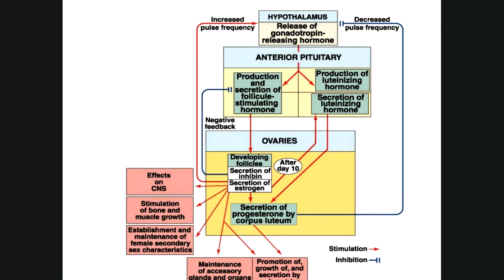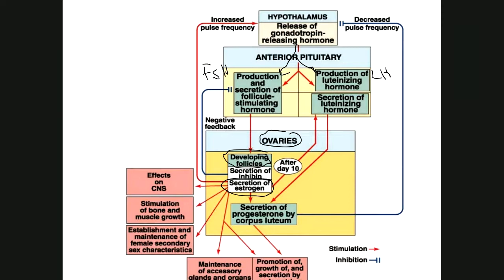So look, there's our hypothalamus, and here's GnRH. So the hypothalamus releases GnRH, it goes to the anterior pituitary. Remember, we're going to get 2 hormones, FSH and LH. So both those hormones are released. FSH is going to go to the ovary, and it's going to cause the follicle to grow. LH is going to go to the follicle, but it's going to cause the follicle to release estrogen.